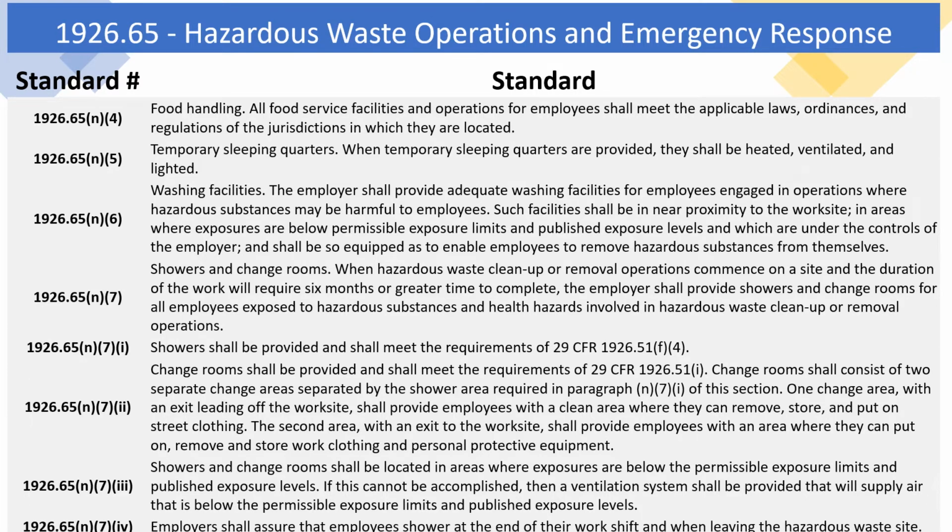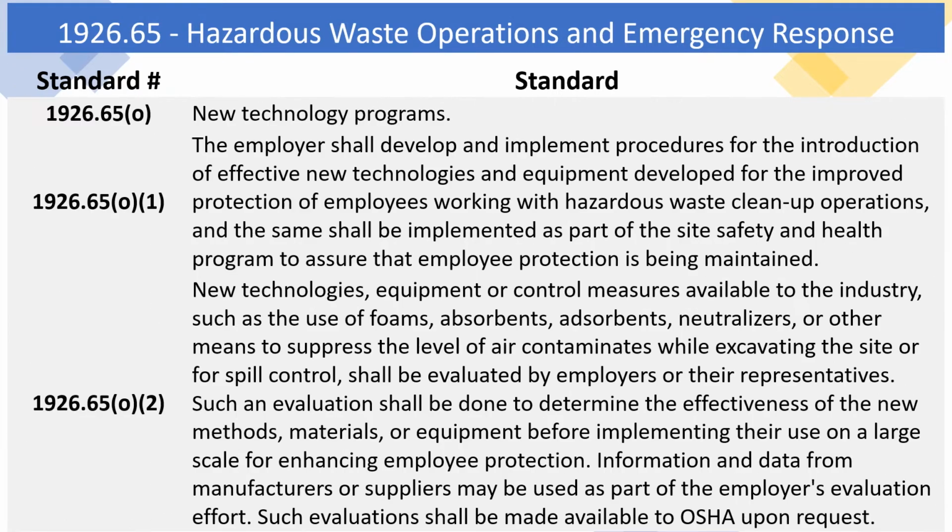1926.65 N.3.iv. The requirements of this paragraph for sanitation facilities shall not apply to mobile crews having transportation readily available to nearby toilet facilities. 1926.65 N.3.v. Doors entering toilet facilities shall be provided with entrance locks controlled from inside the facility. 1926.65 O. New technology programs.